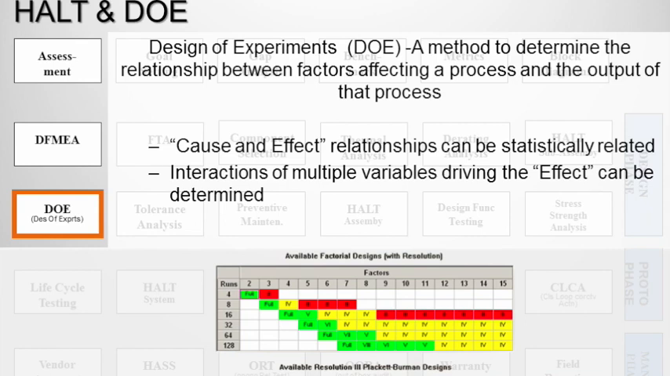What about design of experiments? Well, design of experiments is a method to determine the relationship between factors affecting a process and the output of that process. We're looking for cause and effect relationships here. And also with design of experiments, a very powerful part of it is interactions. What are the interactions between different variables at set levels, where those variables adjusted on their own don't have the same effect, but together in conjunction do have an effect, and we want to find that.